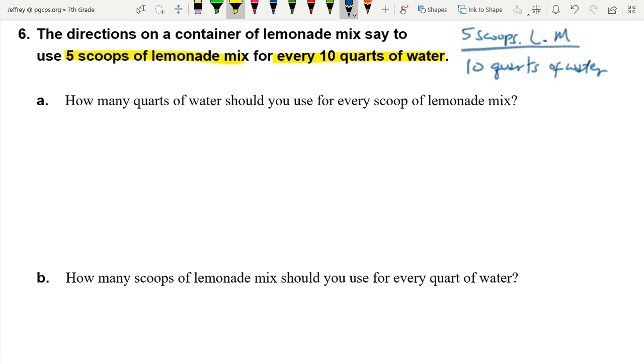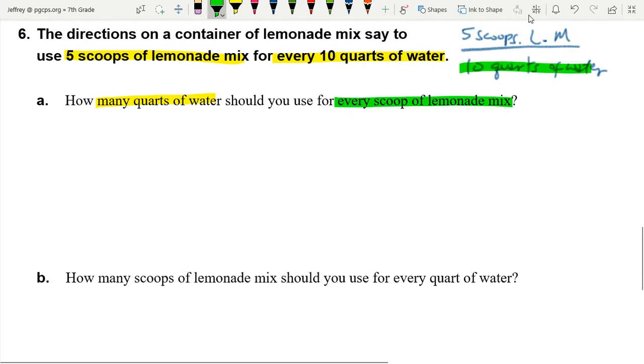Now let's do letter A. It says, how many quarts of water should you use for every scoop of lemonade mix? So what we're looking for would be the quarts of water. We're looking for how many quarts of water for 1 scoop of lemonade mix. So how do we set it up? Now it's up to you, but usually when we write the unit rate, the unit 1 should be at your numerator. So for this case, let's switch this up.